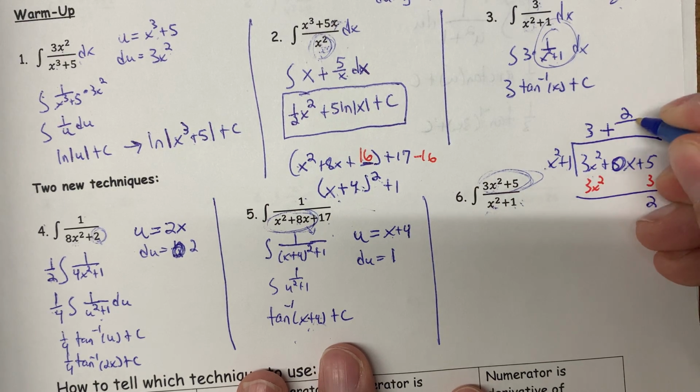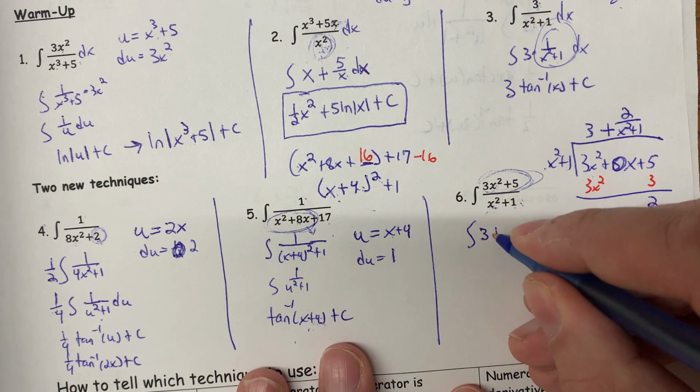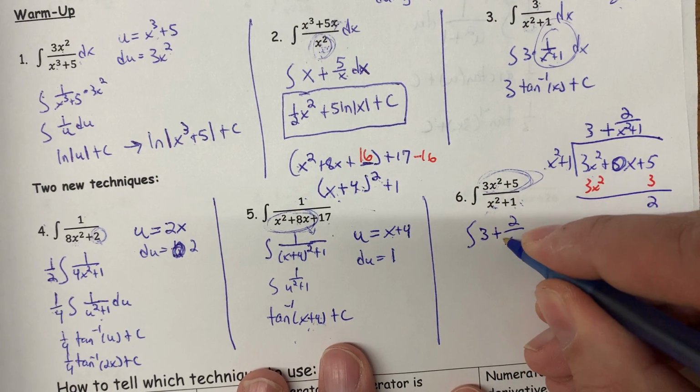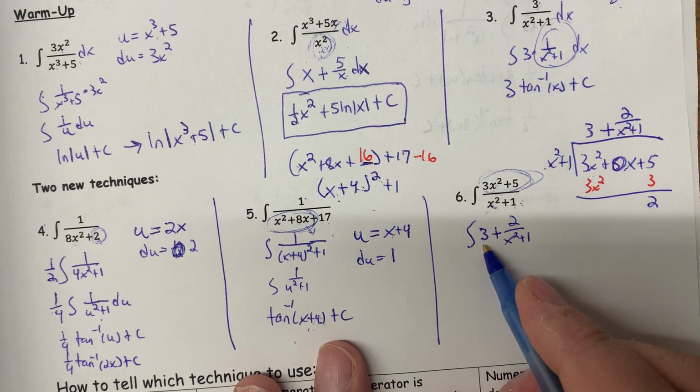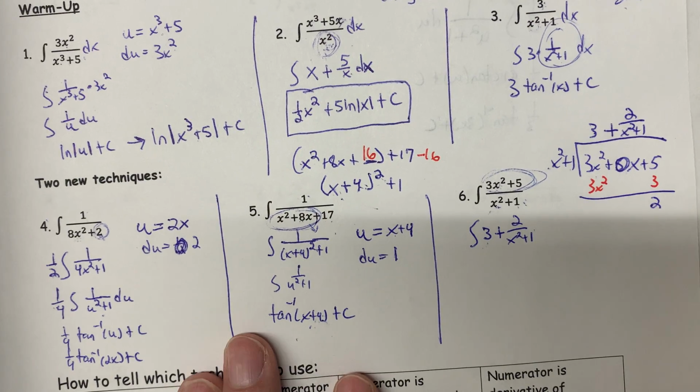So the 2 is still getting divided by x squared plus 1. So this is the integral of 3 plus 2 over x squared plus 1. And we can do the integral of 3 and 2 over x squared plus 1 separately. Why don't you guys try it from here?